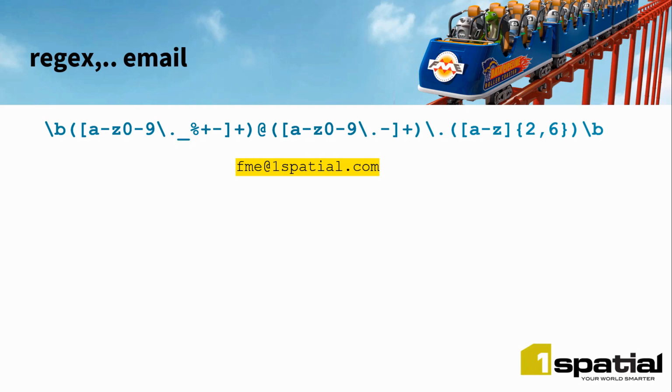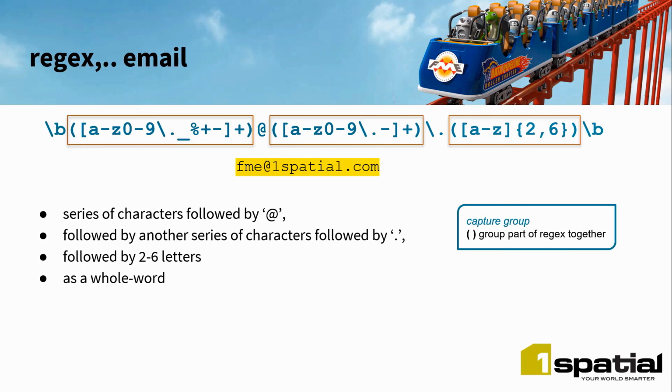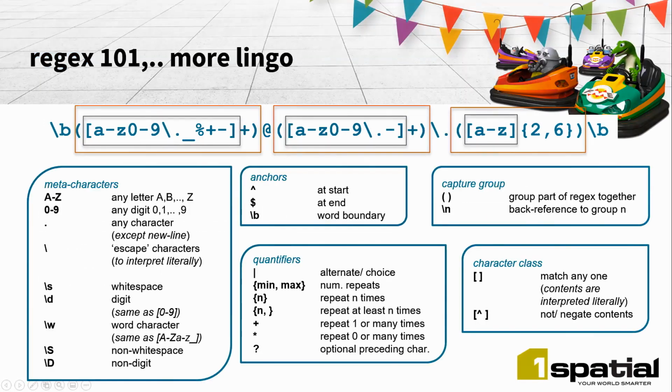So here's a real world example. We've got some regex for an email. A key thing to look out for are the brackets. So round brackets are capture groups and they break the regex up. So we've got a series of characters followed by an @ symbol, followed by another series of characters, followed by a dot, and then followed by a bunch of letters. Oh, and the whole string here must be a whole word. So something like white space either side. So that kind of makes sense, right, for an email.